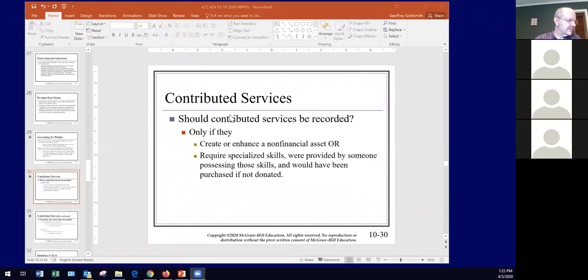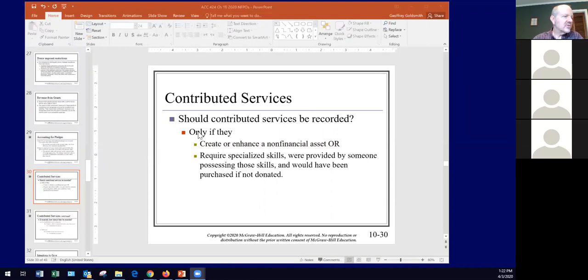Contributed services. Should contributed services be recorded? And here's an example of a contributed service. You go down to the homeless shelter and help them clean their kitchen. Or you go down there and help them cook supper for the homeless people. So you've contributed a service.